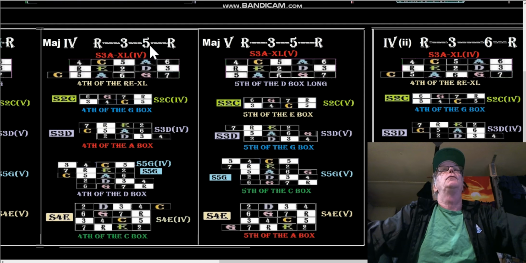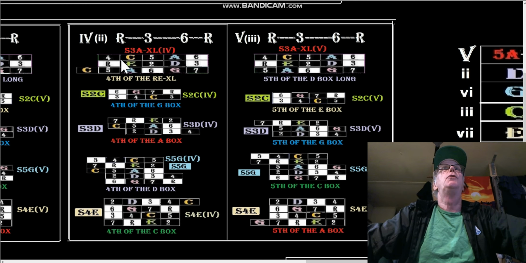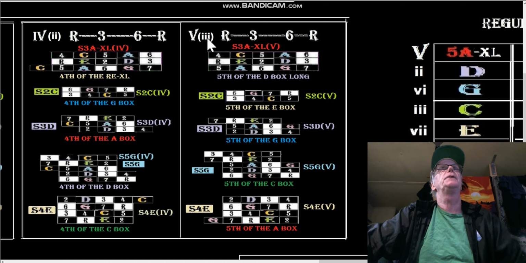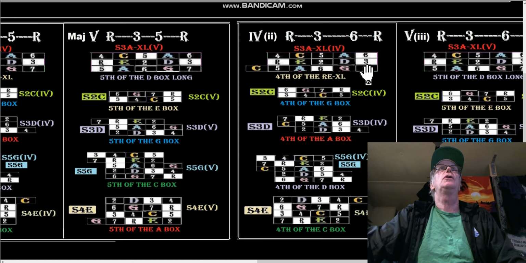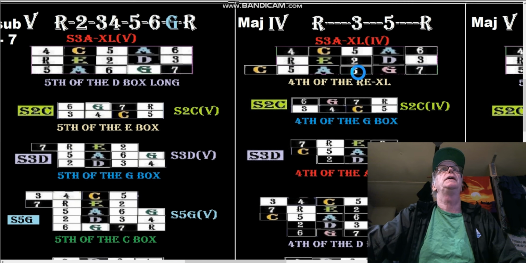Okay? So for the major fourth triad, we're going to go root, 3, 5, root. And for the major fifth triad, we're going to go root, 3, 5, root. For the minor fourth, we're going to go root, 3, 6, root, which gives us the 2 minor. And for the fifth substitution, root, 3, 6 will give us the 3 minor. So let's first look at major substitutions of the fourth in the long shape.